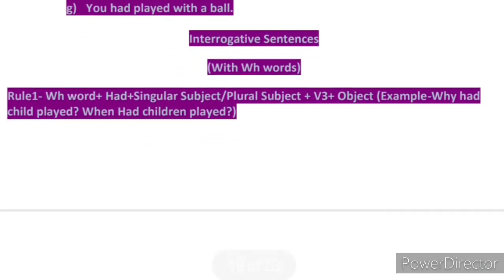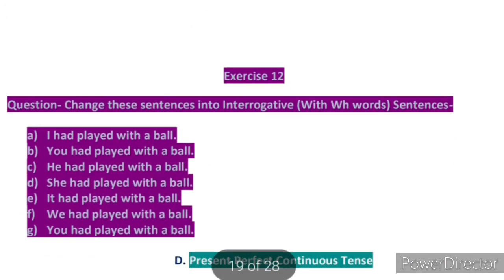Now WH words. So structure, we are supposed to keep WH words in the beginning and rest will be the same. So structure, I am reading for you. WH word plus had plus singular subject or plural subject plus V3 plus object. For example, why had child played? When had children played? Here are some examples, we will solve it. So last one is you had played with a ball. Answer will be when had you played with a ball? We had played with a ball. Where had we played with the ball?